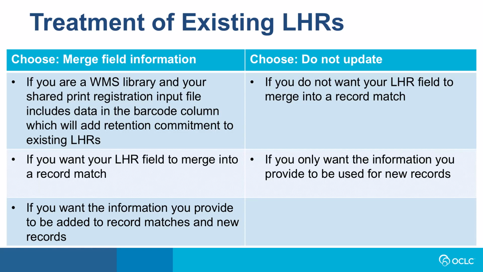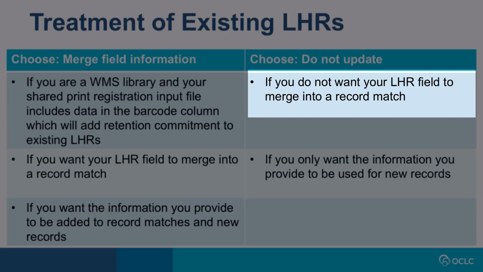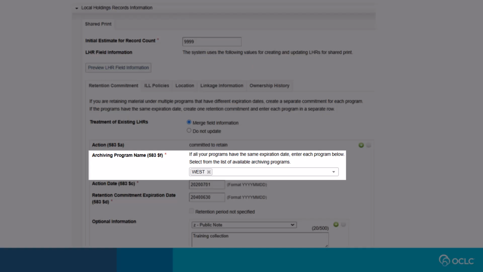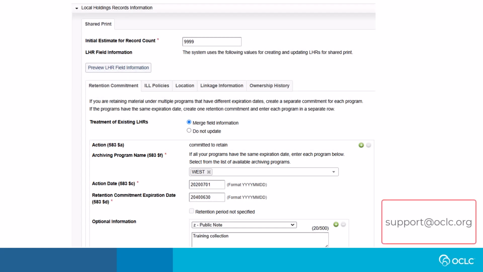You will want to select Do Not Update if you do not want your LHR field to merge into a record match, or if you only want the information you provide to be used for new records. For archiving program name, select the name of your archiving program or consortium from the available list. If your program is not listed, contact OCLC support for assistance.